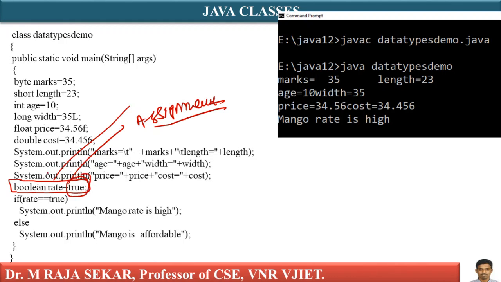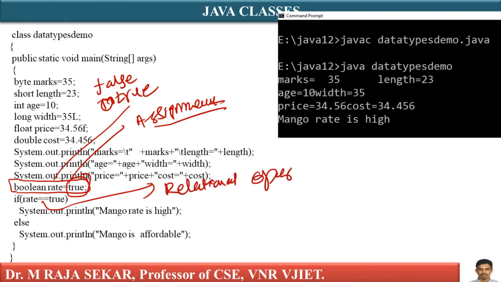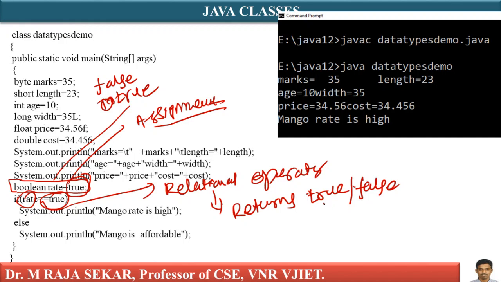I am assigning true. What we discussed in a boolean type variable, either I can store false or I can store true. By default, what will it hold? It will hold false. But here I am keeping true. This double equal to is known as the relational operator. Relational operator means it will check whether these two quantities are equal or not. Relational operators always return either true or false. When will it return true? If that relation is correct, it will return true. If that relation is false, it will return false.